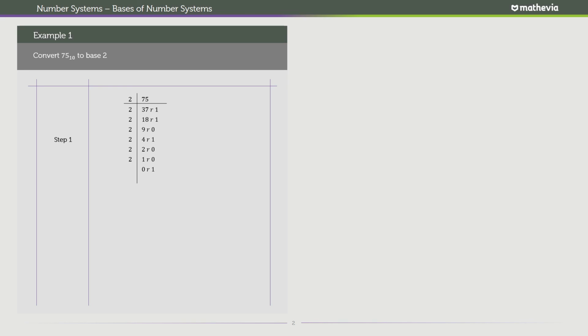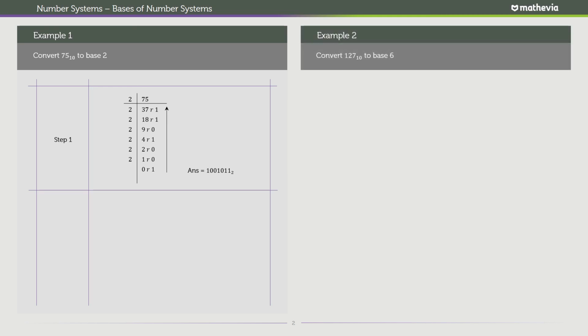And again, we read from the bottom to the top. If you look at that, we have 1 0 0 1 0 1 1. So 1 0 0 1 0 1 1 base 2 is 75 in base 10 converted to base 2. Notice that all the digits in base 2 are just 1 and 0. Now let's do one final example.